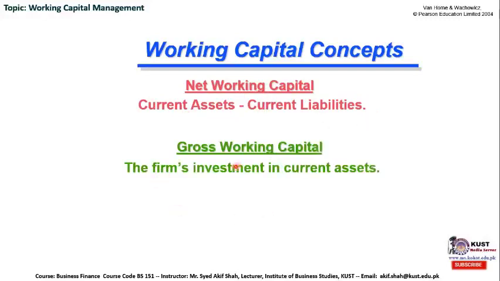What is the gross working capital? The gross working capital is the company's investment in the current assets like cash, account receivable, inventory, and supplies, which are convertible into cash within 1 year of time period, and are considered as current assets. And those assets which are used for generating the revenue for the company over a period of time, like more than 1 year, those are fixed assets. However, the current assets are those assets which may be converted into cash within 1 year of time period.